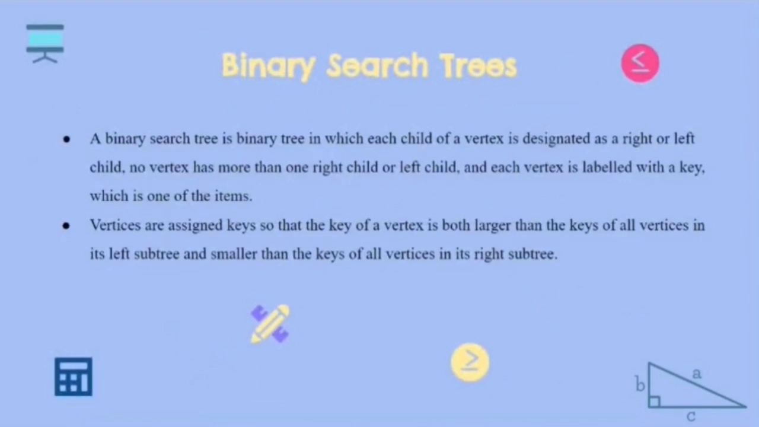The first one is binary search tree. A binary search tree is a binary tree in which each child of a vertex is designated as a right or left child, and no vertex has more than one right child or left child, and each vertex is labeled with a key, which is one of the items. Vertices are assigned keys so that the key of a vertex is both larger than the keys of all vertices in its left subtree and smaller than the keys of all vertices in its right subtree.